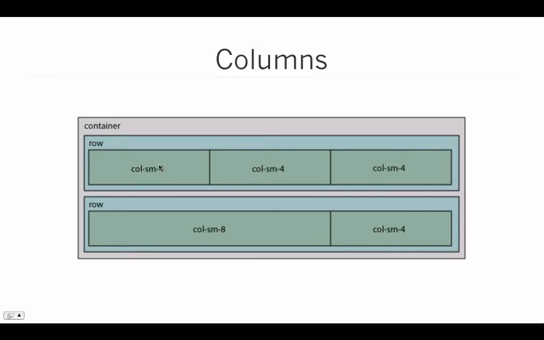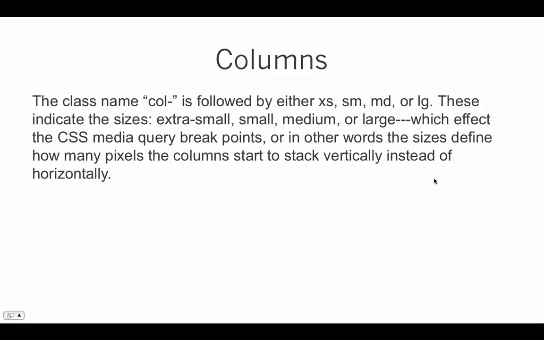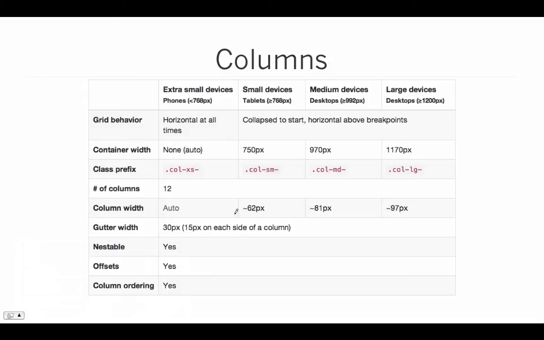So we can put any number here on the end of our column class that's between the numbers 1 and 12. So again, the class name column dash is followed by either XS, SM, MD, or LG. These indicate the sizes: extra small, small, medium, or large. This affects the CSS media query breakpoints, or in other words, the sizes define how many pixels the columns start to stack vertically instead of horizontally. This table here shows the different class prefixes you have available: XS, SM, MD, and LG, and they show the corresponding devices that are affected by applying these class styles.